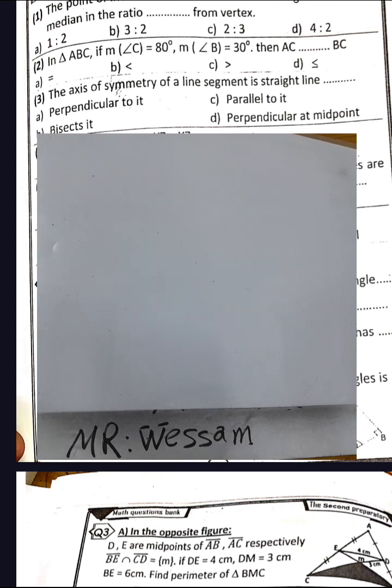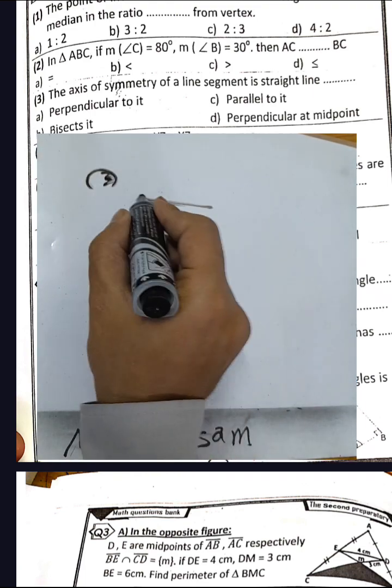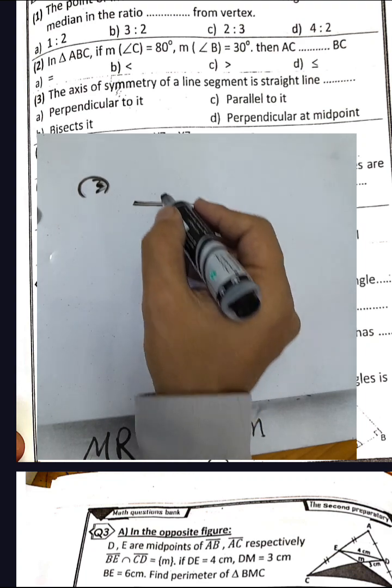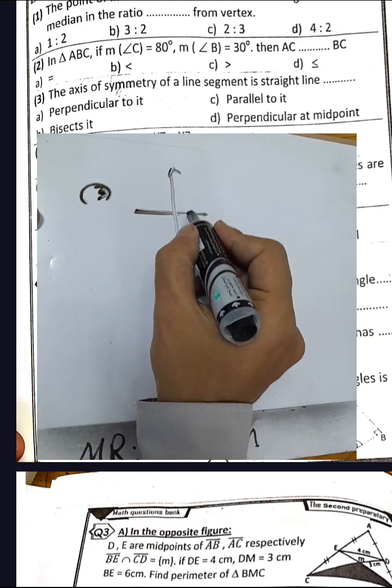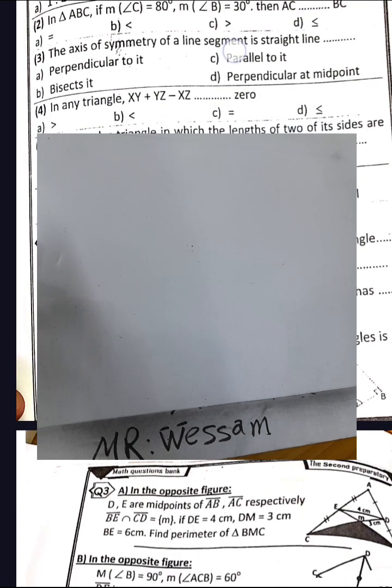Question number 3. The axis of symmetry of a line segment is the line perpendicular at its midpoint. If we have a line segment, the line of symmetry bisects the base and is perpendicular to the base. Choose letter D. Question number 4.